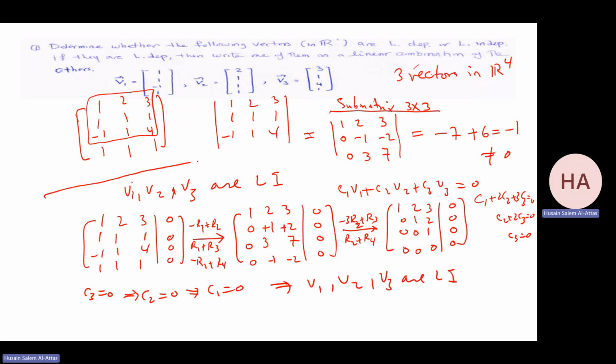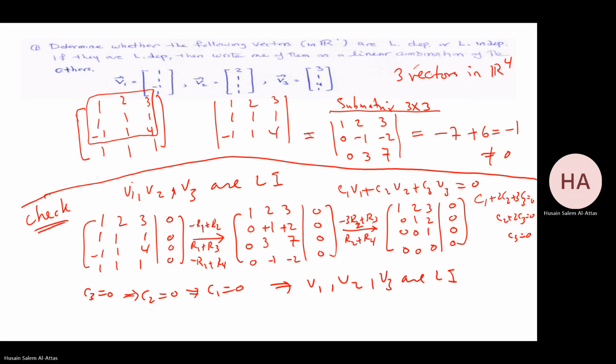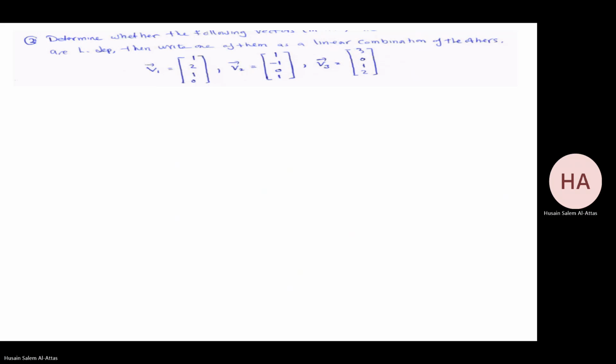Actually, you don't need to do all of this. This is just a check. Whether the following are linearly independent vectors. Okay, how many vectors do you have? 3 vectors in R4. So we need to do this submatrix way.